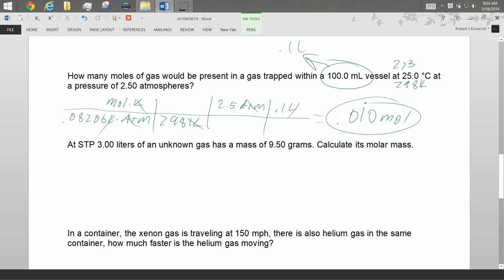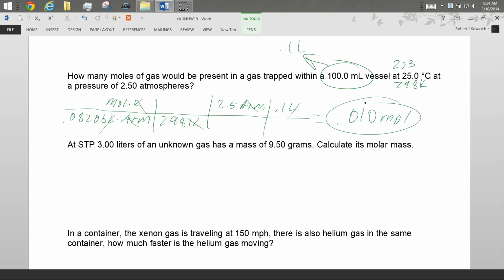There you go. That's how many moles of gas I got. At standard temperature and pressure, 3 liters of gas is known to have a mass of 9.5 grams. Calculate its molar mass. Okay, so what do you need for a molar mass? What are the units for molar mass? Grams per mole.